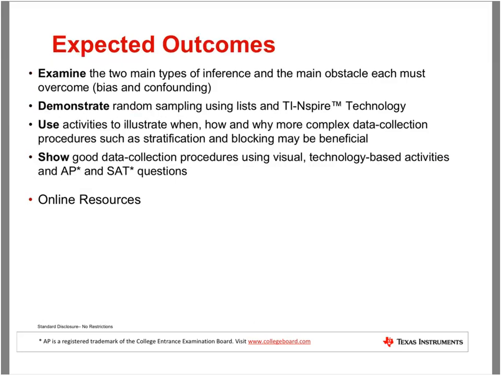Thanks, Jeff. And Diane is going to discuss our expected outcomes. Well, first of all, we're going to examine the two types of inference and look at some of the obstacles that come with each, the bias and confounding. We're going to work on demonstrating some random sampling, some lists, and some Inspire. We're going to illustrate the how, the when, and the why, and how you can use some of these things with stratification and blocking. And finally, we're going to try to do some good data collection using both AP and SAT.